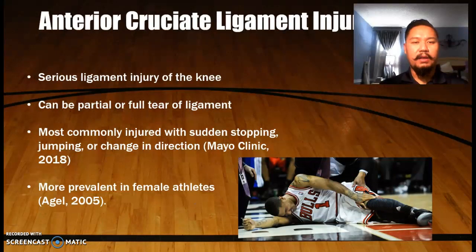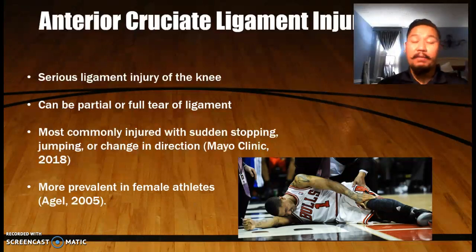Moving on to the anterior cruciate ligament, or ACL. It's a serious ligament injury of the knee. Your knee has 4 major ligaments that help stabilize it. The anterior cruciate ligament, posterior, medial, and lateral ligaments all help to keep the knee stable. But the anterior cruciate ligament, as we'll look at in a later slide, prevents anterior translation of the tibia during open chain things such as kicking, and posterior translation of the femur during weight bearing.